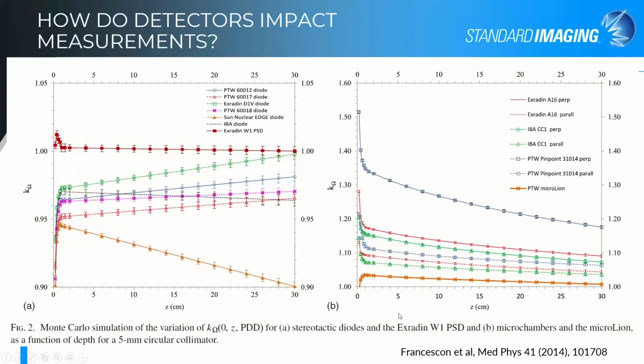This is just an example of one of the publications from Paulo Francescon, looking at detectors that over-respond. So we're looking at corrections below 1. These are all the diodes, stereotactic diodes that they investigated, as well as our scintillator, the W1 at the time. And then the ion chambers, so corrections greater than 1, just as an example here.